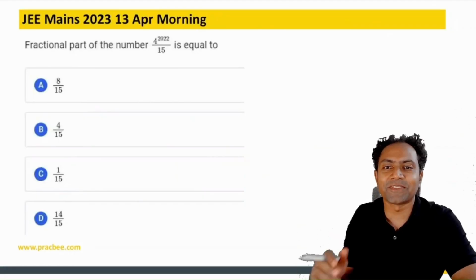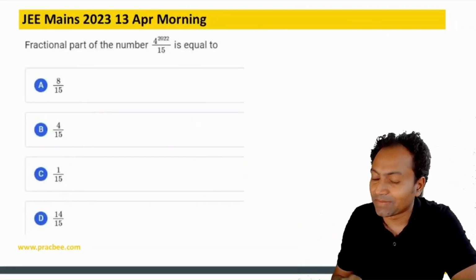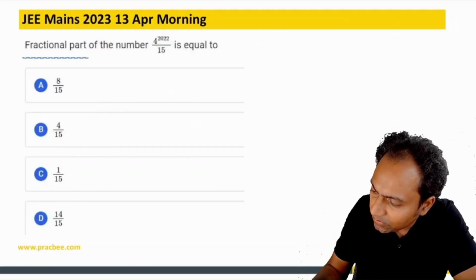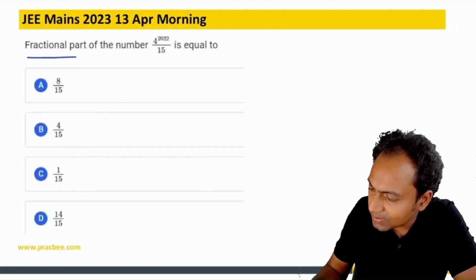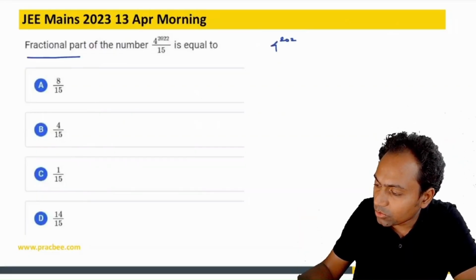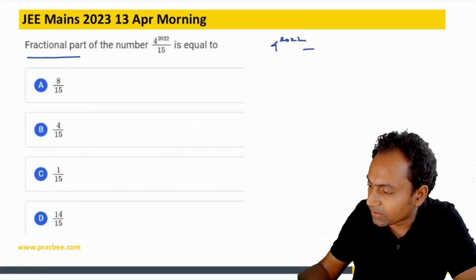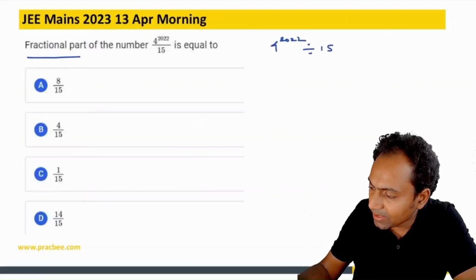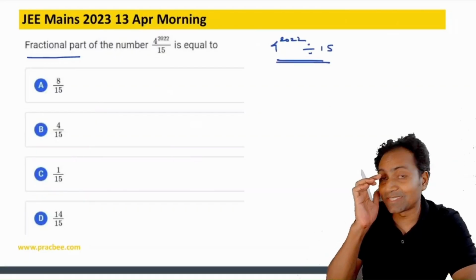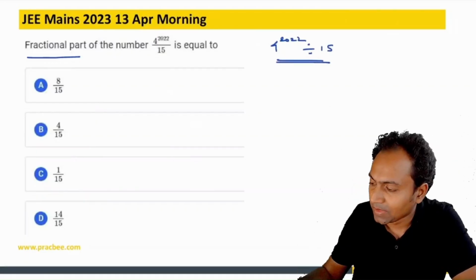Now let us start with this first question based on divisibility. The trick in solving this question is, when they say fractional part, what they essentially mean is: what is the remainder when 4022 is divided by 15? That remainder by 15 is nothing but the fractional part. So this is what you need to understand, and this is fundamentally a question based on remainder.